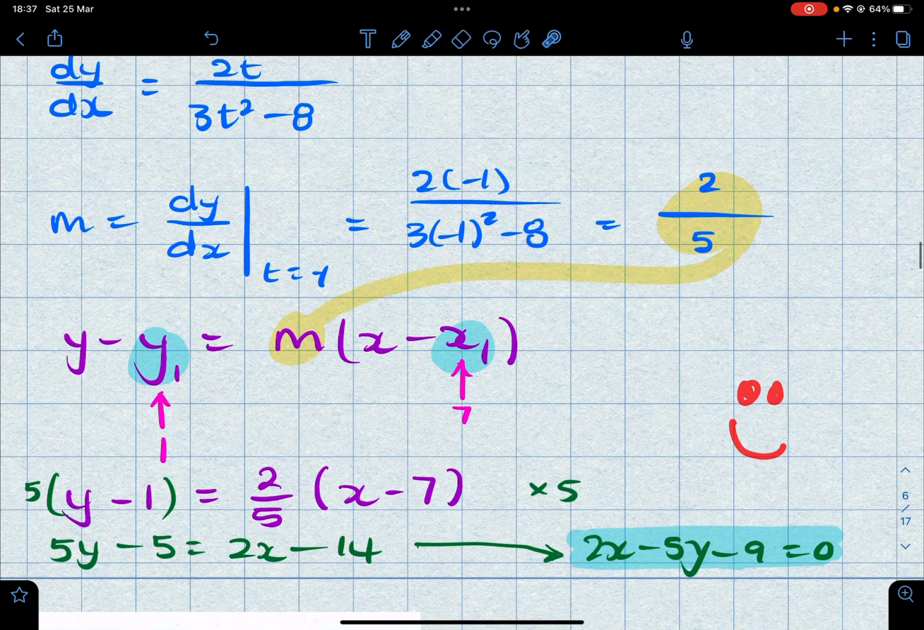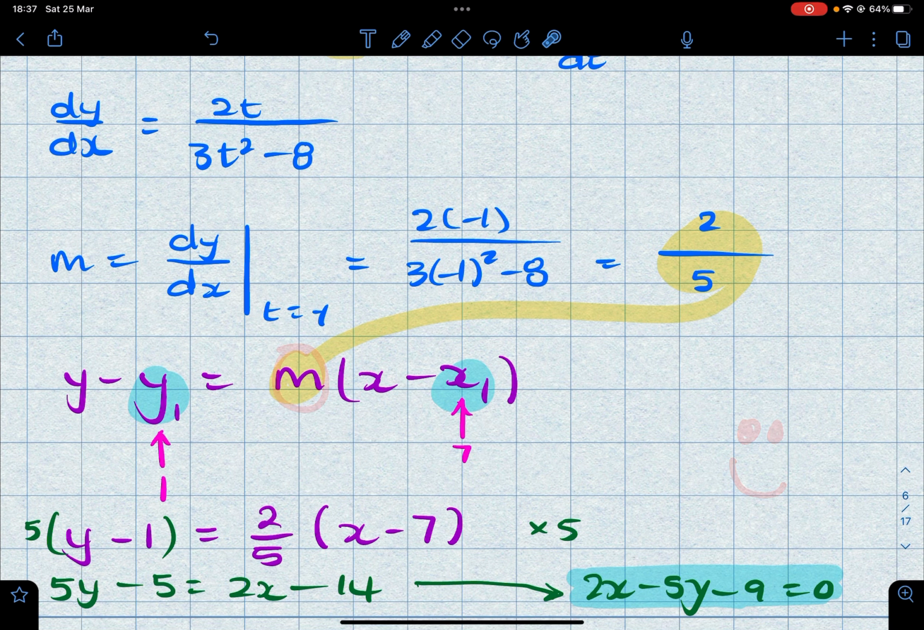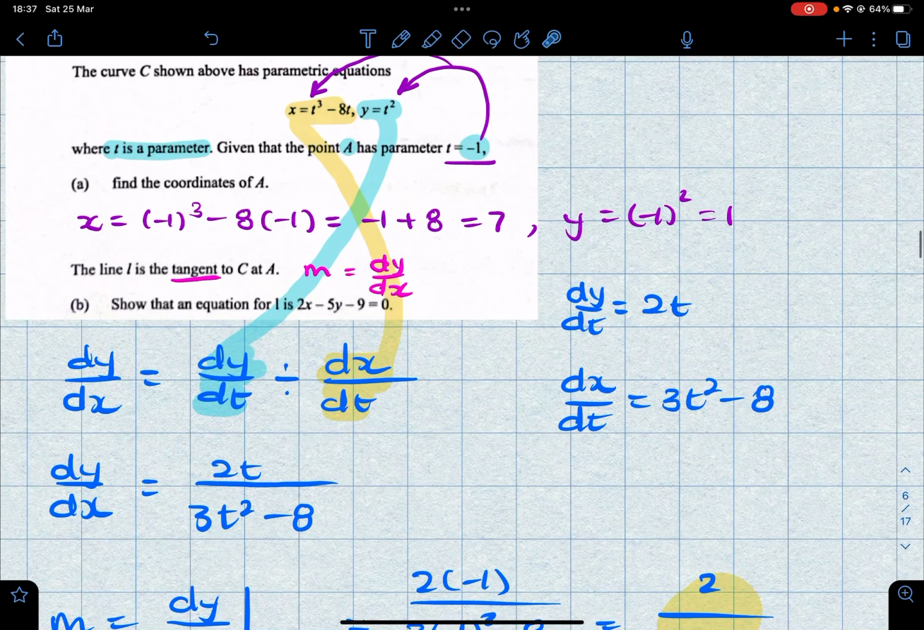So the key was to find the gradient, and the gradient is dy by dx, and you replace t with the value that they gave you because they said it's a tangent at A, and we're told that t equals minus 1 at A.